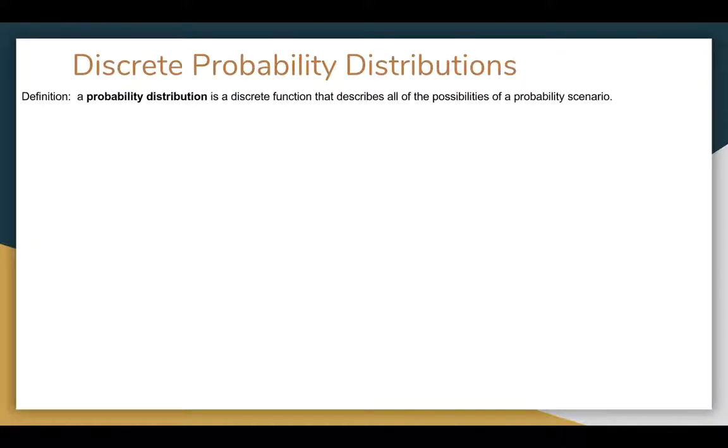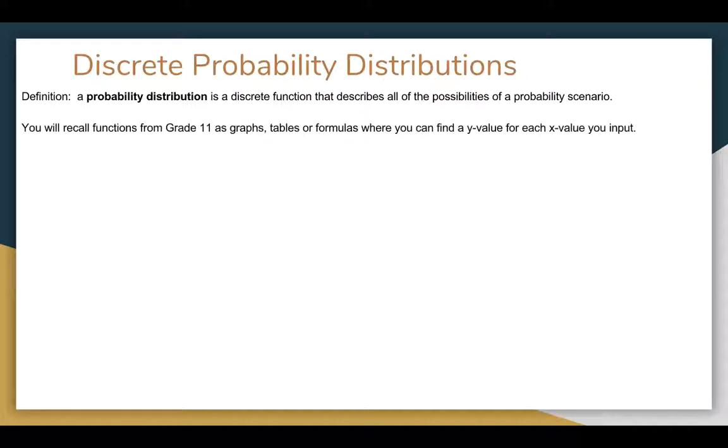So some definitions here. A discrete probability distribution is something that describes all the possibilities of a probability scenario. So it's every different value. You're going to remember that in grade 11, we used graphs, table values, formulas, so that we can find a y value for every x value you input. And that's what we're going to do today.